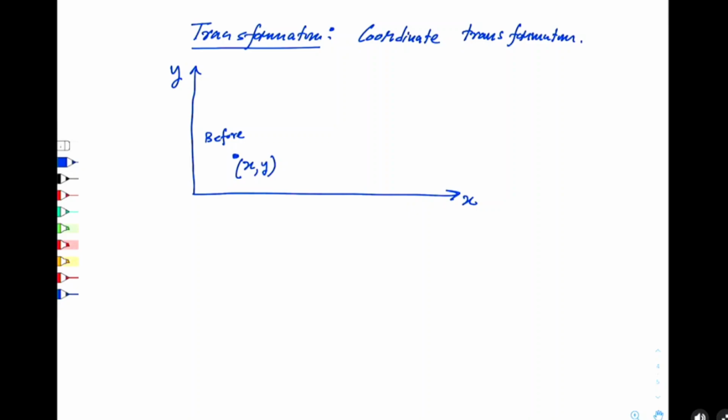I'm moving it. Otherwise, what to do with this point? Is there any practical thing that you can do with this point? No, you are moving that point. So suppose you are going to move that point to here, and that location is X prime and Y prime. Different location, right? So this is after.